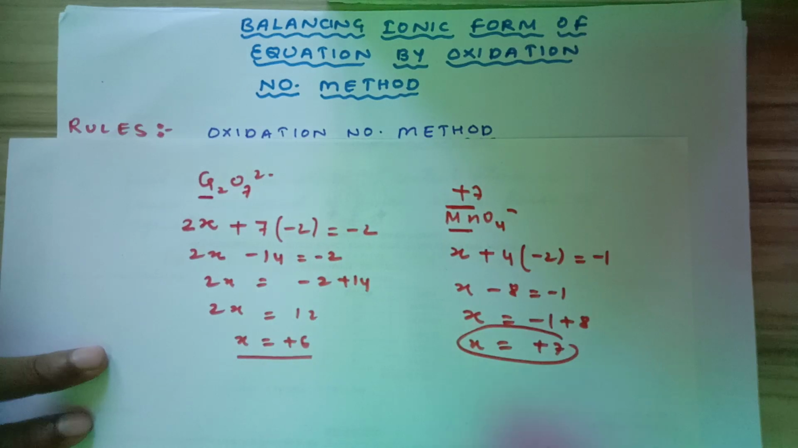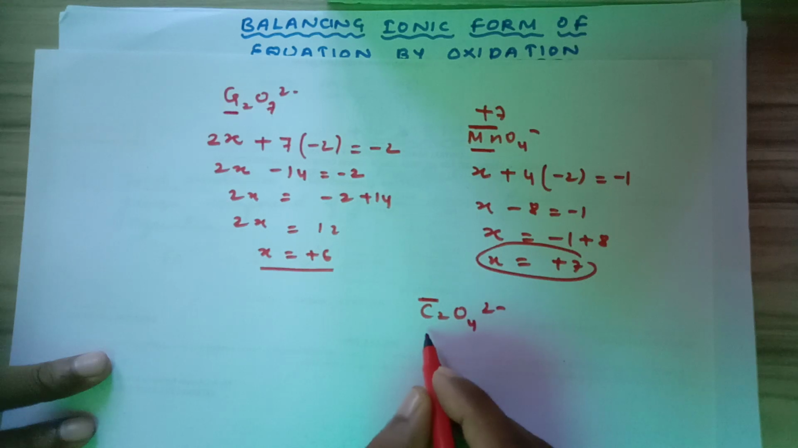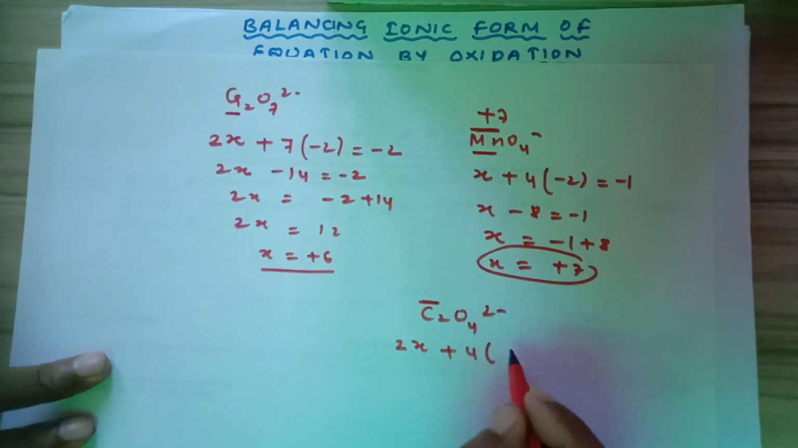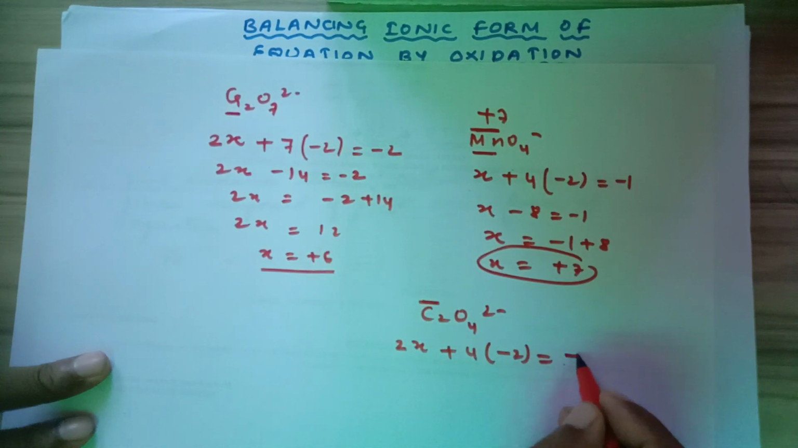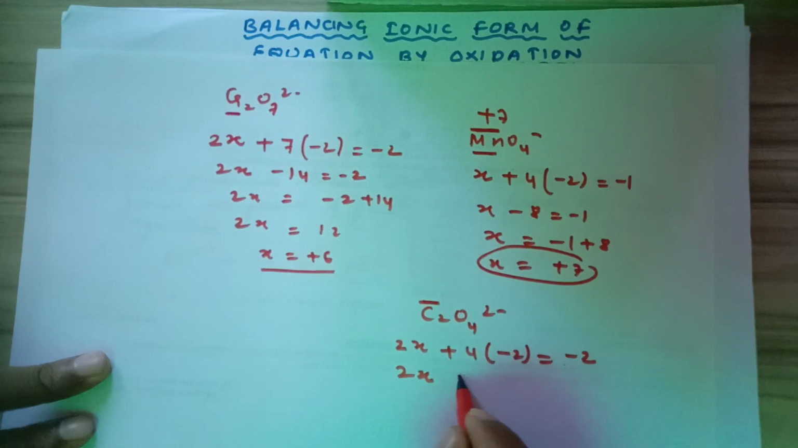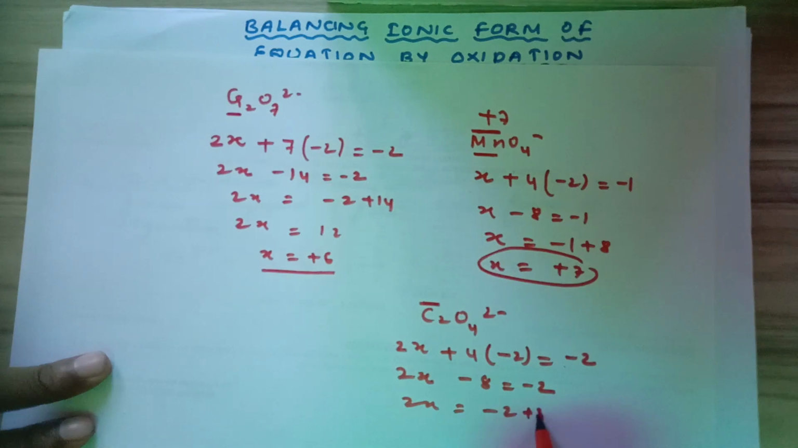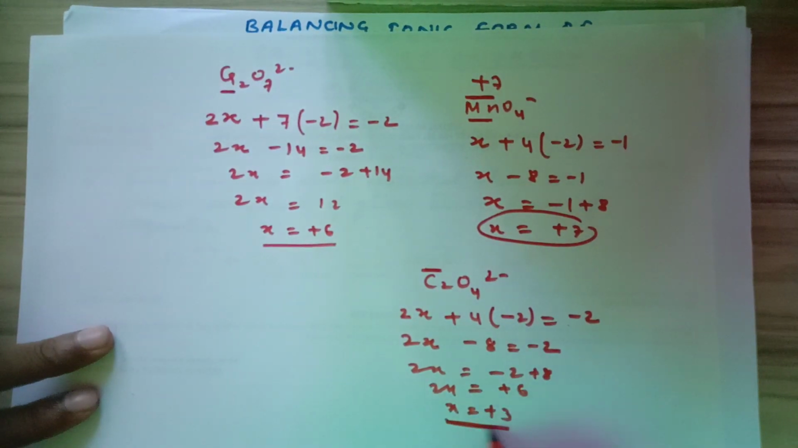Suppose if we are taking another compound, it is C2O4 2 minus. Suppose we have to find oxidation state of carbon, so we'll be supposing carbon as X. So there are 2 carbons, so it will be 2x plus 4 oxygen and its oxidation state is -2 and net charge equal to -2. It will be 2x minus 8 is equals to -2. It will be 2x is equals to -2 plus 8, which is plus 6. So x will be plus 3. In this way, we can find oxidation state of a given central atom in a compound.